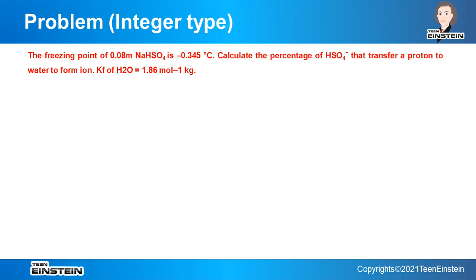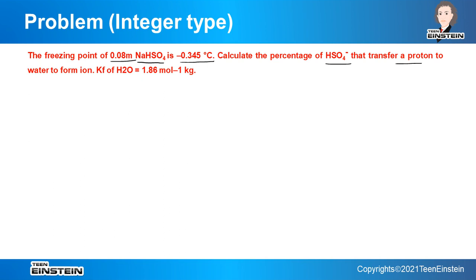Another problem. Now this is also related to dissociation or association, though if we read the question at first glance it doesn't seem so, but actually this is also related to dissociation. So the freezing point of NaHSO4 solution, its molality is 0.08 and the freezing point is given. So the percentage of HSO4 minus that transfers a proton to water to form an ion, that we have to find out.